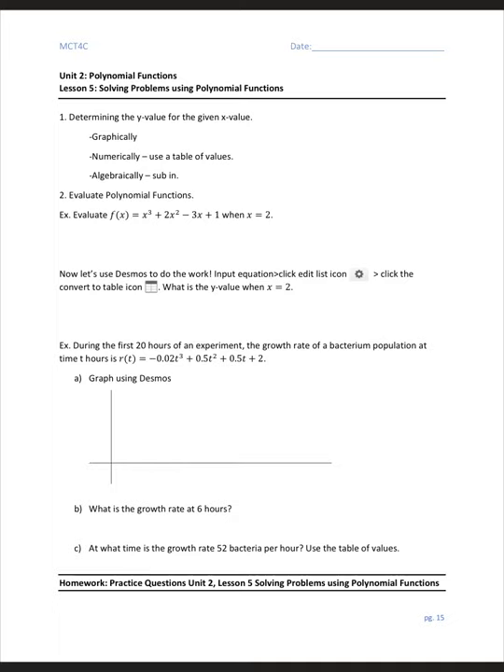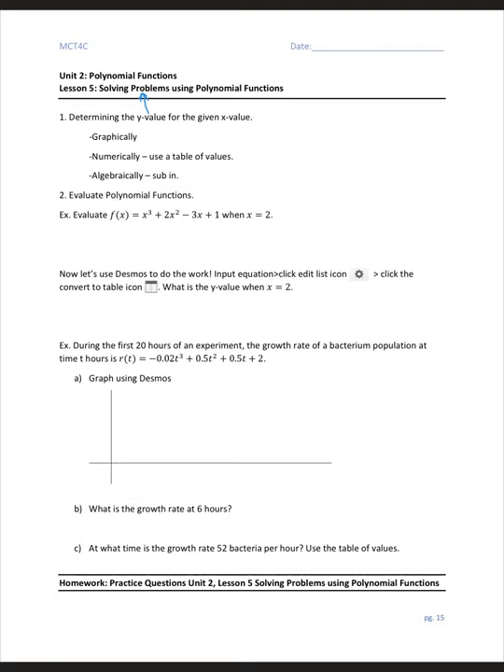So whenever we see something saying solving problems, that means that we're usually trying to solve problems for the y value. So determining our y value when you're given some x value. So there's three ways we can do this: graphically, numerically, meaning we can use a table of values, or algebraically, meaning we can sub in our x value to find y.